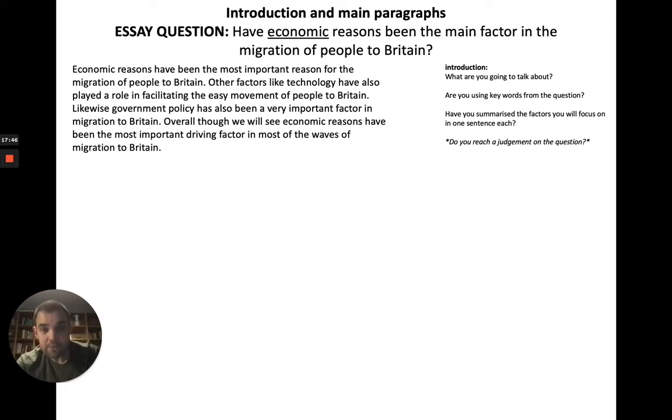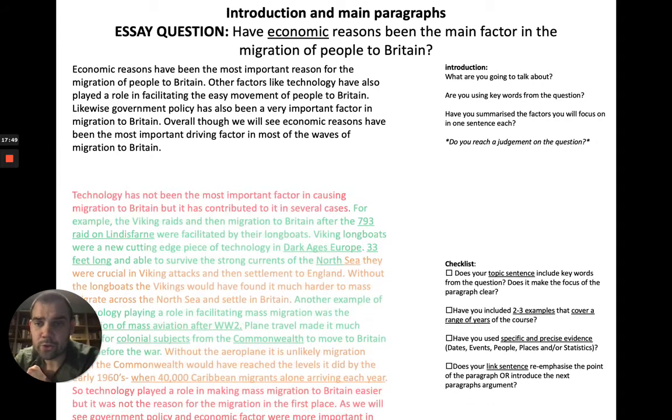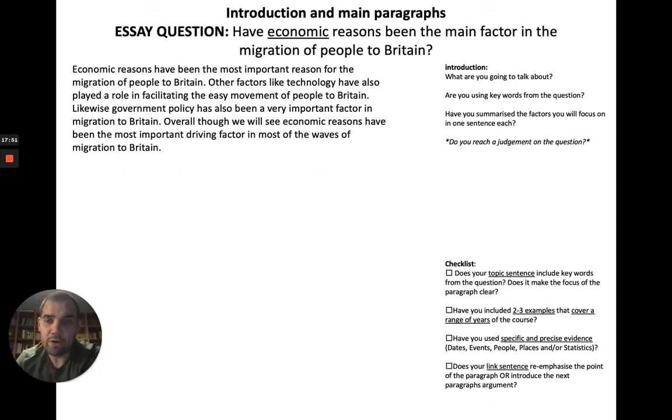Now, I'm just going to show you here an example very quickly of a model paragraph, just so you can see, like, this is kind of like the standard you should be going for if you want to get a high mark on this paper.